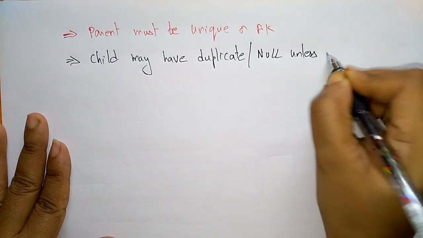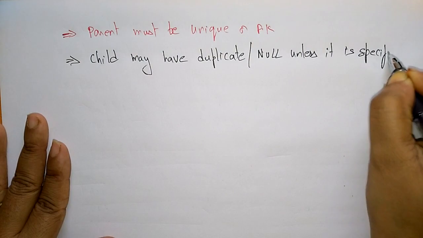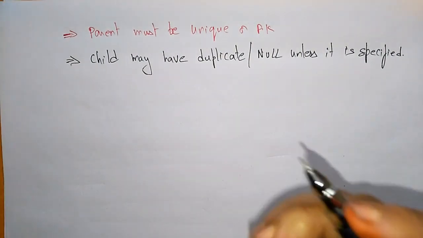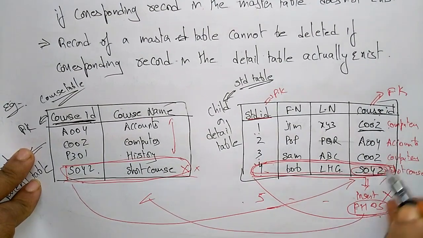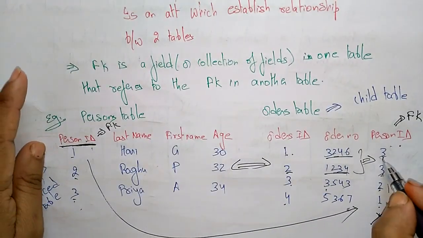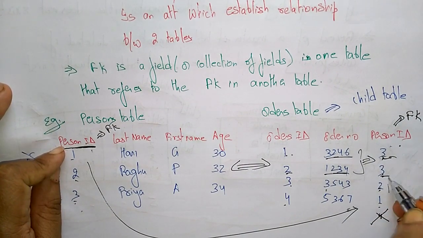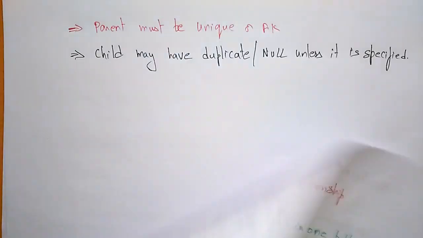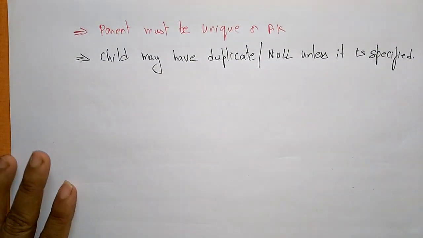unless it is specified. Unless it is specified, you can have null values or duplicate values in the foreign key. That's why here I used the duplicate values C002, C002. In the previous example also, I used person ID 3 twice, because the foreign key allows duplicate values as well as null values if it is specified.